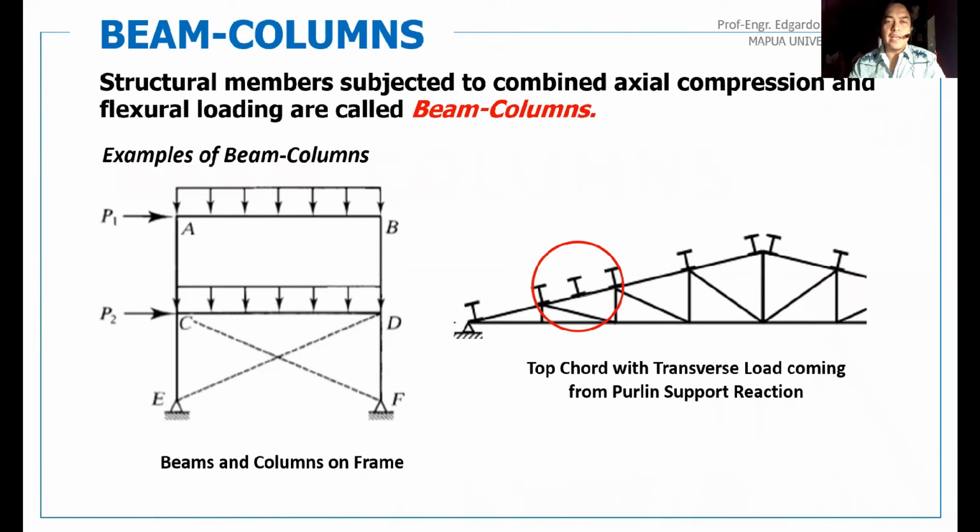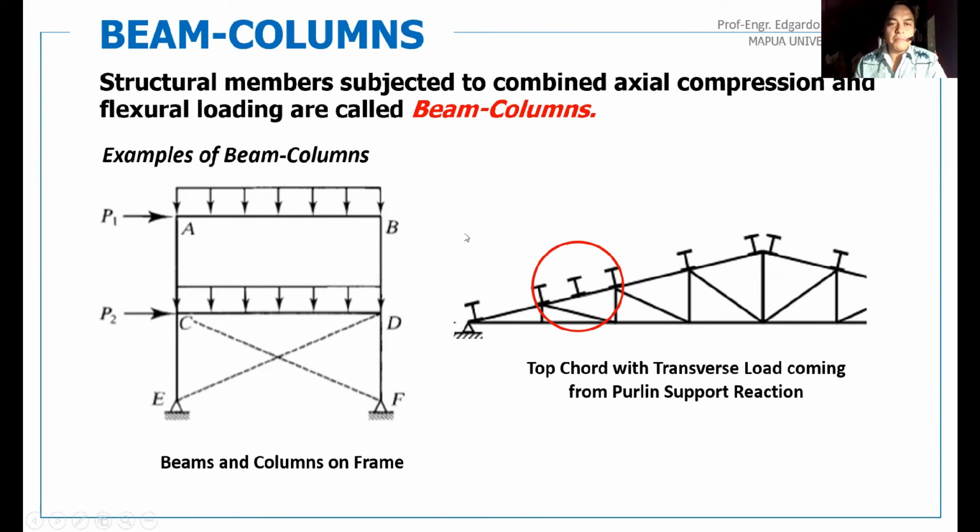When we say beams, these are structural members that carry transverse load, meaning the loads are applied perpendicular to the axis of the member, while columns are compression members that resist axial compression. So when these two types of loads are induced in the member, the member would be considered or analyzed as a beam column.